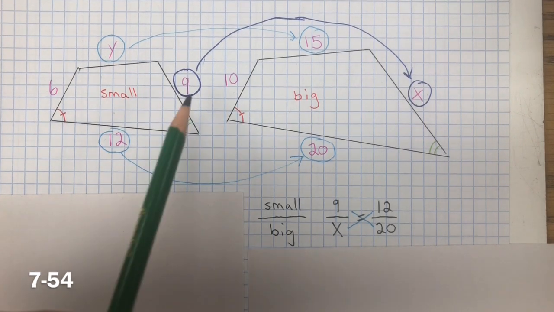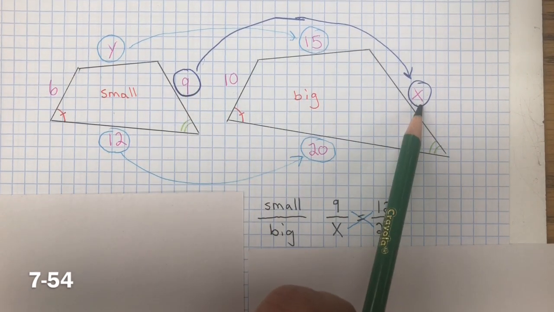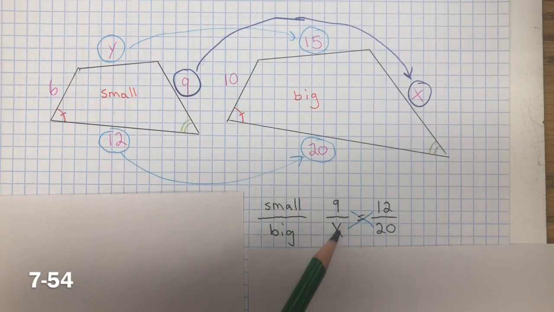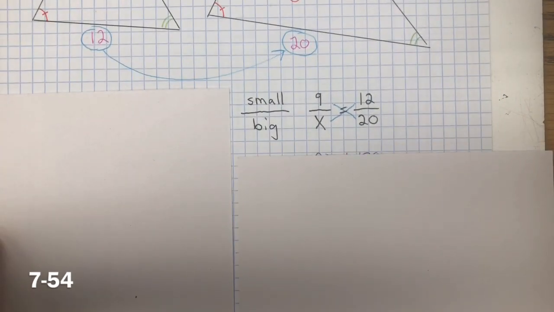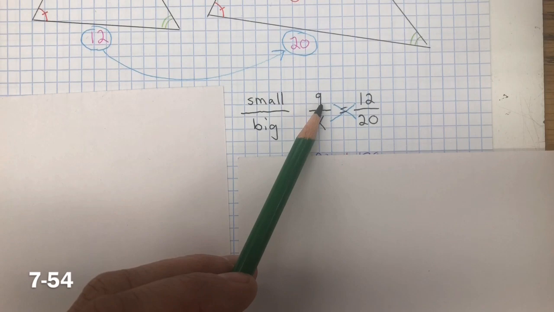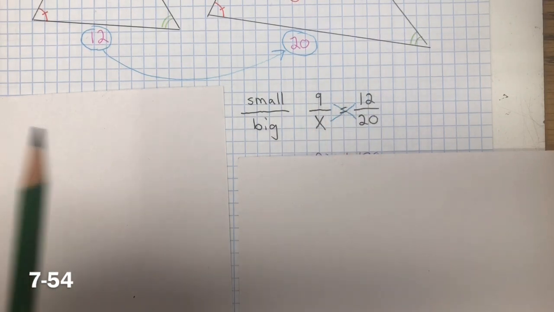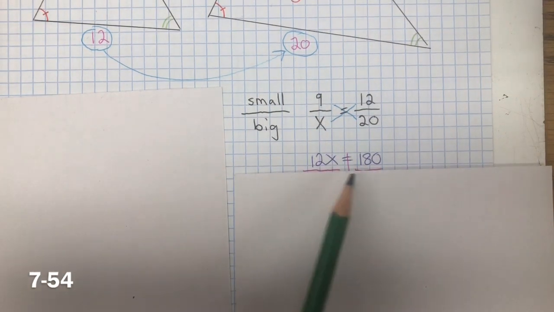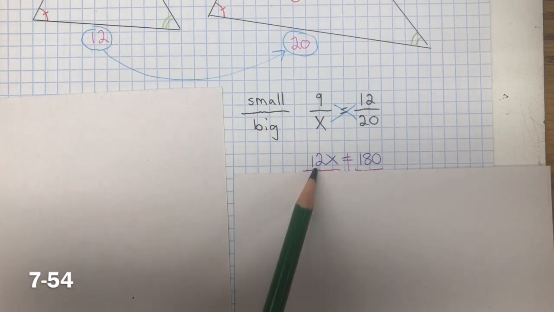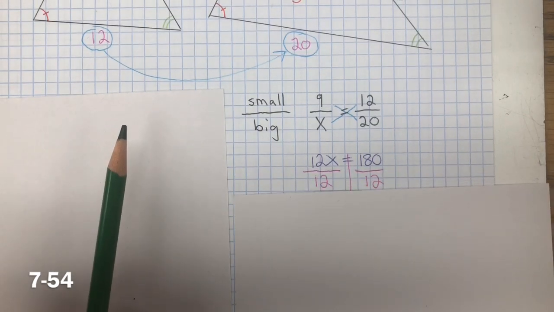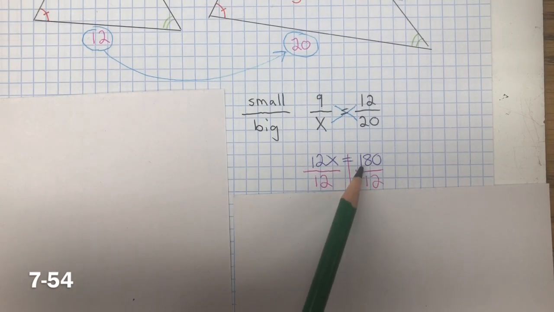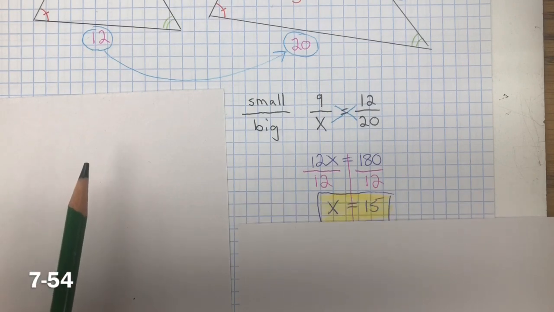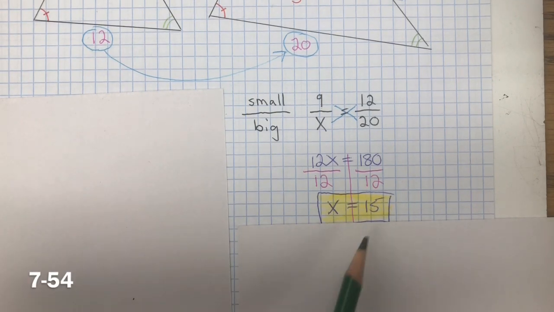So I have 9 to x, small to big, 9 over x, and 12 over 20. Now I cross multiply. 9 multiplied by 20 and 12 multiplied by x. I get 12x equals 180. Divide both sides by 12. Inverse property of multiplication. Created the giant 1. So now we have 180 divided by 12, which equals 15. So x equals 15.